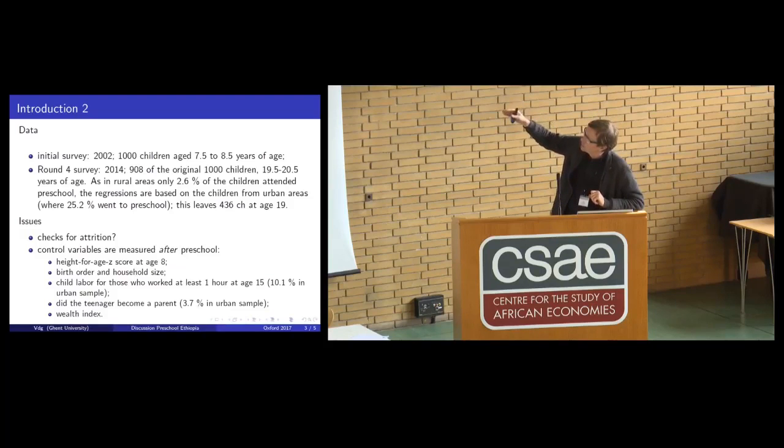Another issue that I personally find a little bit worrying is that some of the control variables that you introduce have been measured after preschool. You use, for instance, the height-for-age score at age 8, which is after preschool. Birth order and household size, it's not clear to me when they were measured, so perhaps you should mention it at some point. The wealth index, it's not clear to me when it was measured, and also how it was constructed.